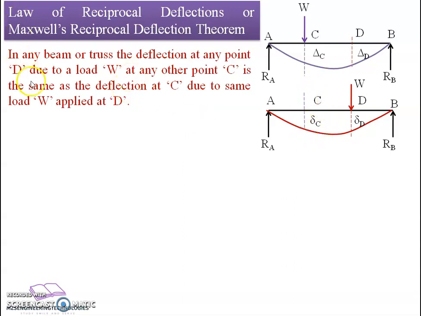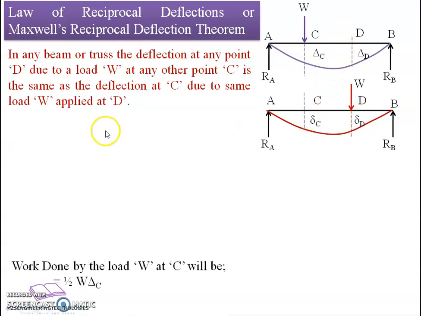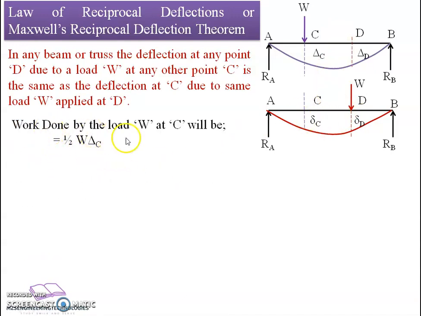According to the statement given by Maxwell in his theorem, the deflection observed at point D and the deflection observed at point C, due to the action of the load at the other point, will be equal. So let us try to prove this concept with a mathematical relationship. First, the work done by the load W at C will be 1/2 of W into delta C. If I consider only the effect of the force at point C, it will simply be 1/2, the average force, multiplied by the displacement.